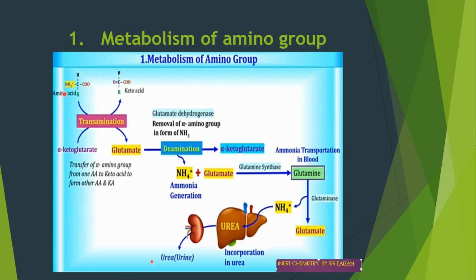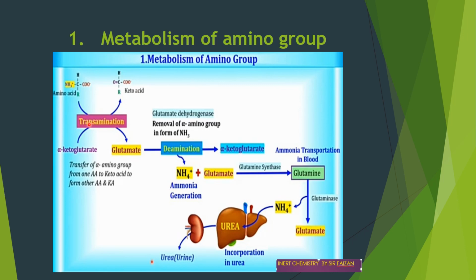For example, here a general amino acid is shown. It contains an NH3 amino group. This amino group is transferred to a keto acid. Alpha ketoglutarate is a keto acid. The amino group from the amino acid is transferred to the keto acid, and as a result of this transfer, a new amino acid, glutamate, is formed and a second keto acid is formed.